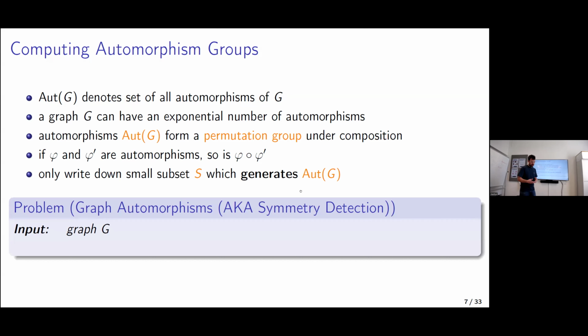And so the problem definition for symmetry detection is this. We get as input a graph, and as output, we only want one such a smaller subset which generates the entire automorphism group. So this notation here, these angle brackets, this means exhaustively apply composition. And then you're supposed to get all of the automorphisms. Okay, and so this talk is about efficient practical algorithms for this problem.